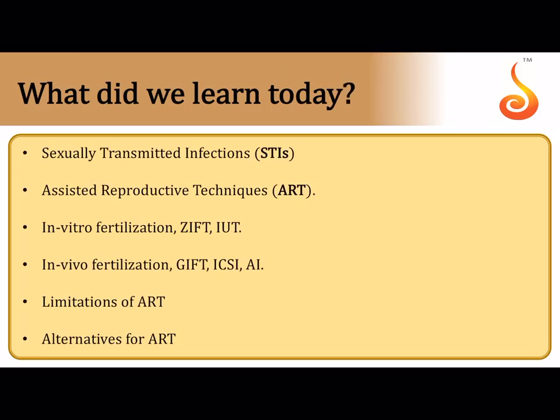Okay? So what did we learn in today's class? That is the last lecture of the chapter Reproductive Health. We learnt about STIs, sexually transmitted infections. We learnt about assisted reproductive technology, IVF and the follow-up procedures ZIFT and IUT. In vivo fertilization, where fertilization happens within the body of a fertile female and the zygote or an embryo is donated to an infertile recipient female.